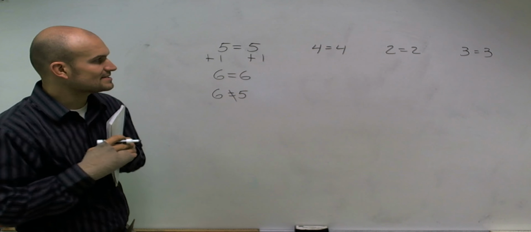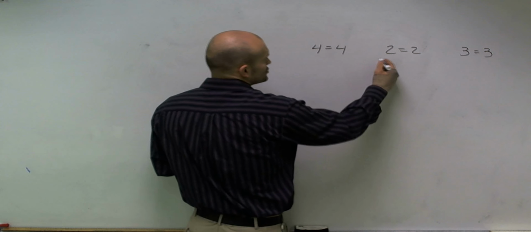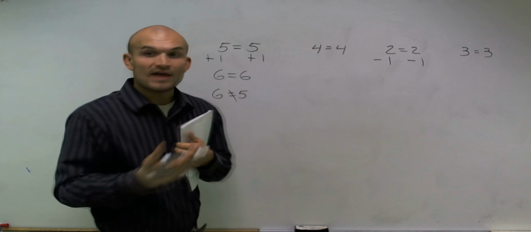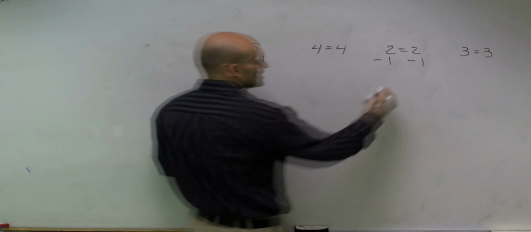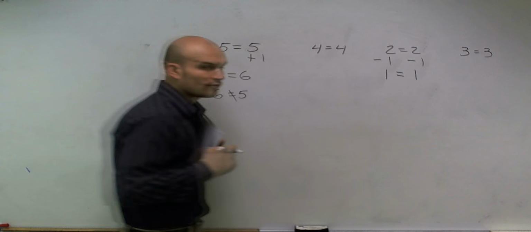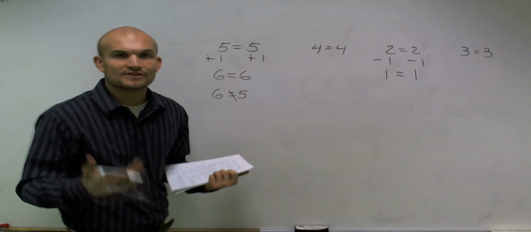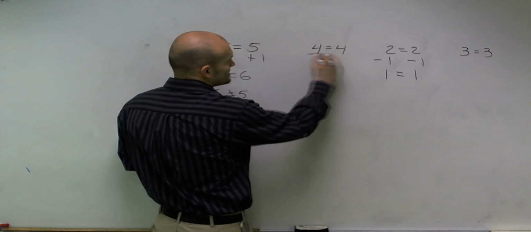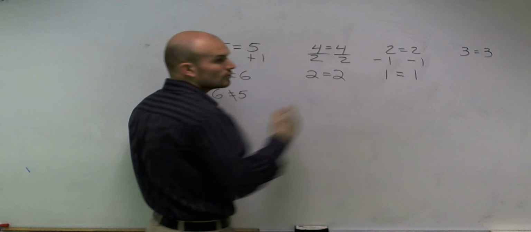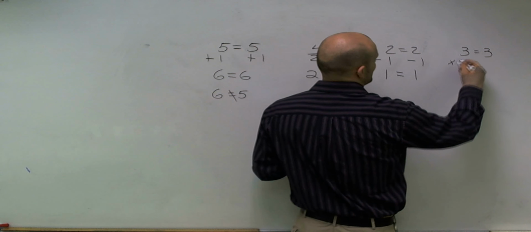The same thing can be said with subtraction. How about I subtract a 1 on the left side and I subtract a 1 on the right side? That will also give me equivalent equations. 2 minus 1 is 1. 2 minus 1 is 1. Therefore, those again are equal. Now, that's for addition and subtraction. Multiplication and division work the exact same way. Let's say I divide by 2. I'll still get 2 is equal to 2, which is an equivalent equation. And multiplication. Multiply by 5.